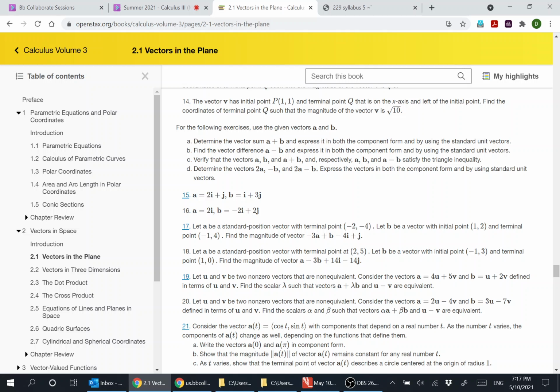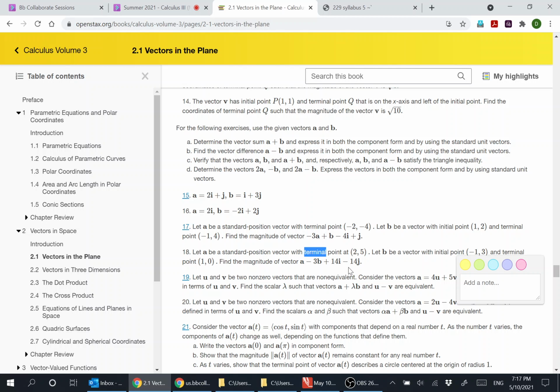Let A be a standard position vector with terminal point at 2, 5. Standard position, so they say terminal, but I like the word head better. That means the head is at 2, 5 and the tail's at 0, 0. And then let B be a vector with tail -1, 3 and head 1, 0. Find the magnitude of this thing here.